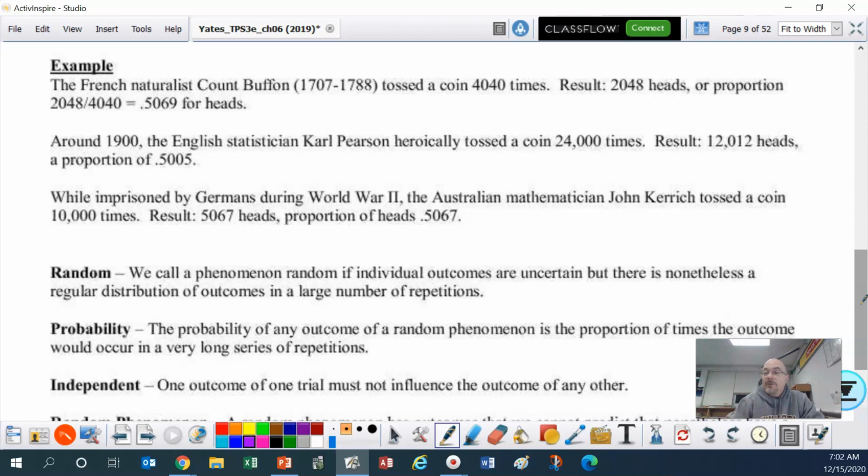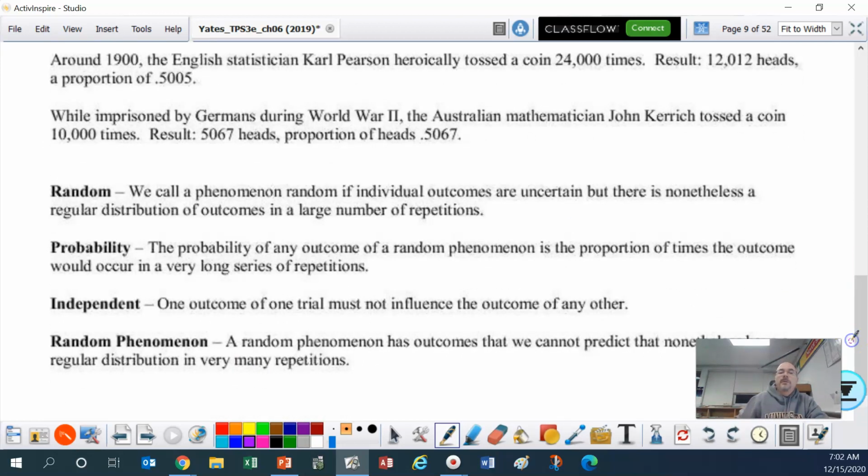Oof. Results: 12,012 heads, a proportion of 0.5005. And then while imprisoned by Germans during World War II, the Australian mathematician John Kerrich tossed a coin 10,000 times. Result: 5,067 heads, a proportion of heads of 0.5067.